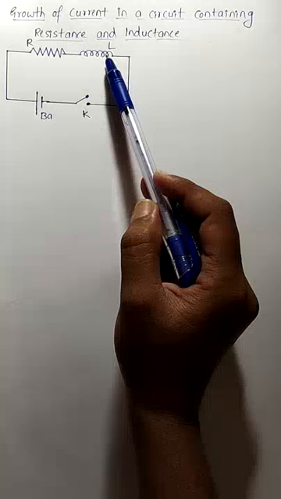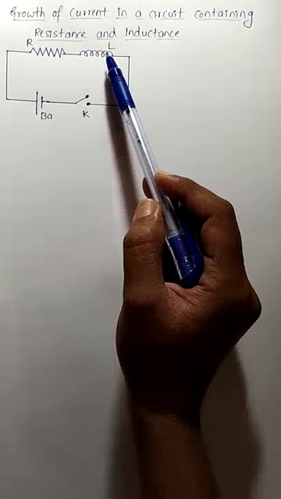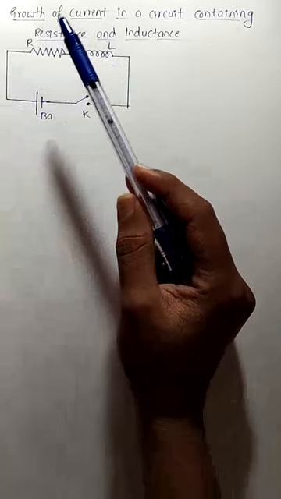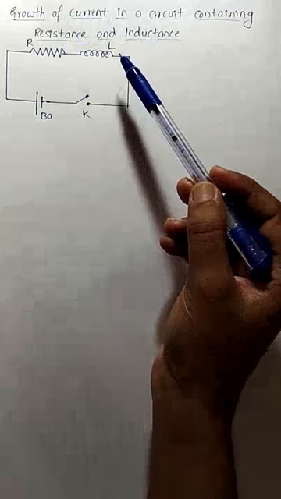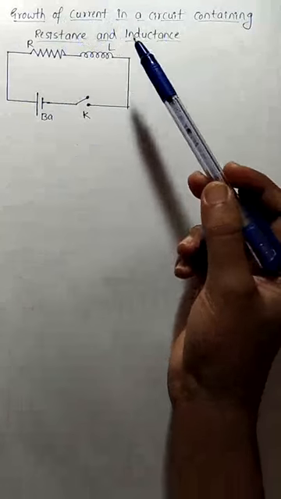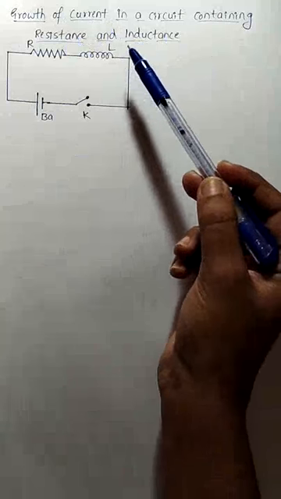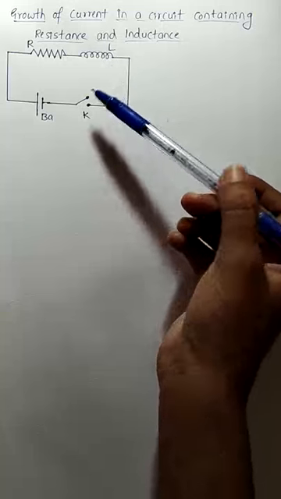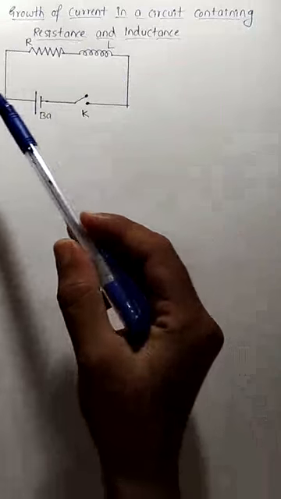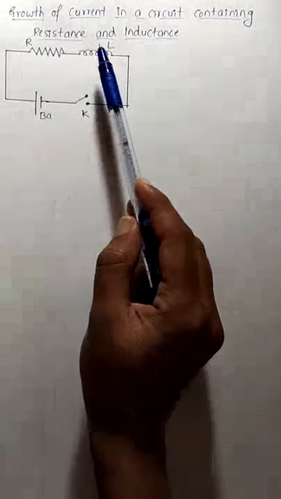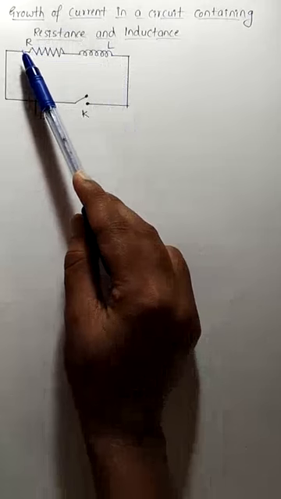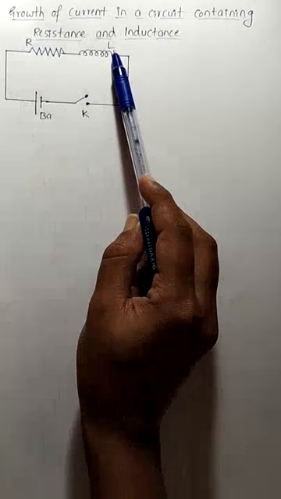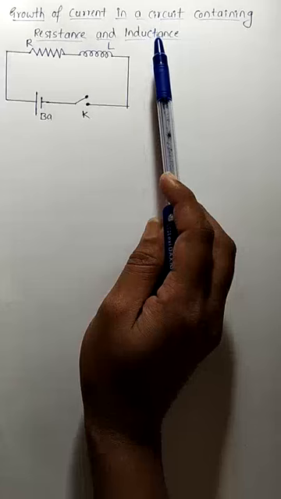Change of the current means what? The current may increase or the current may decrease, isn't it? So whenever in the circuit the current goes on increasing, it will oppose. If the current goes on decreasing, then also it will oppose. If the current is constant, then there will not be opposition from the inductance. Now I hope you understood well about the resistor and the inductor. Resistor is an instrument which opposes the flow of the current. Inductor opposes the change of the current.